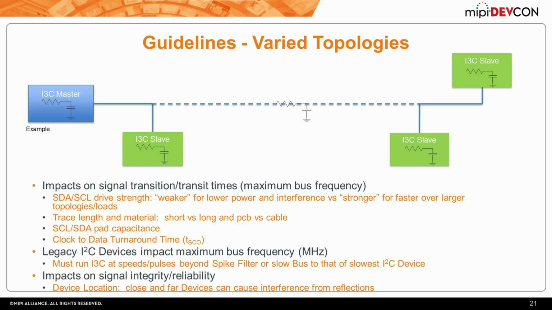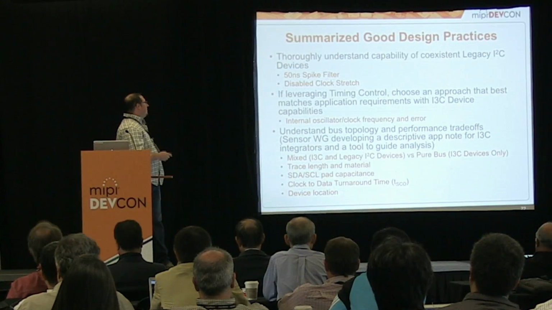Another very obvious one, for anyone that does this, is device location. So this here is a great diagram. What is the impact of having two devices out on the end, let's say 20 inches away, and then one just an inch away? So you're going to have reflections to deal with, etc. This is all physics. It's not black magic here.